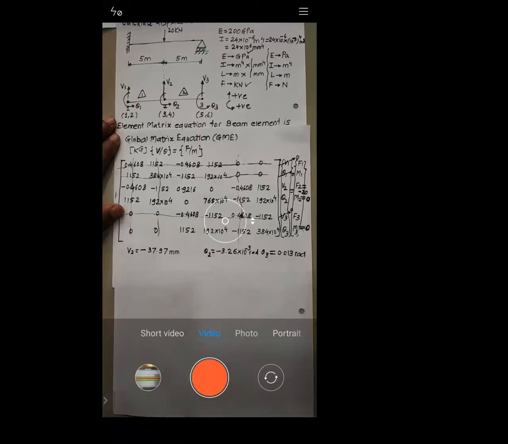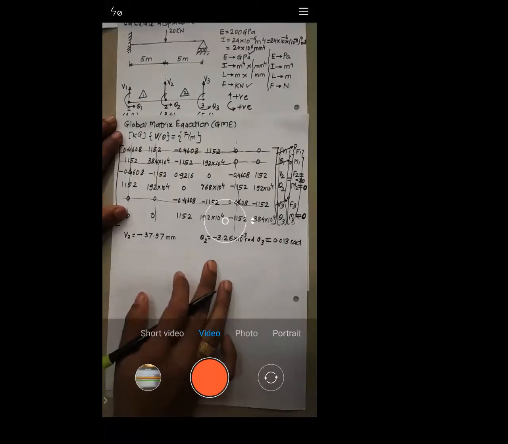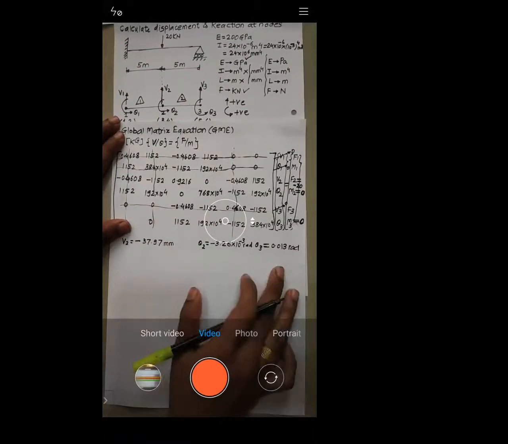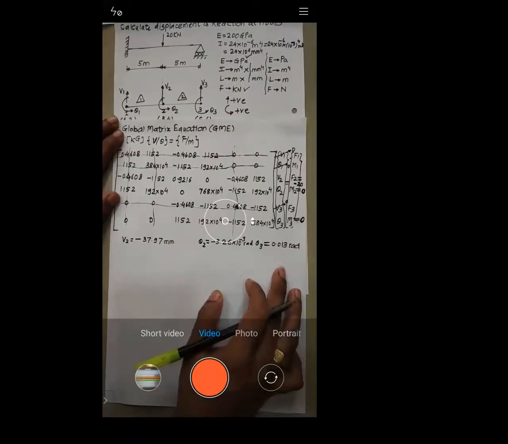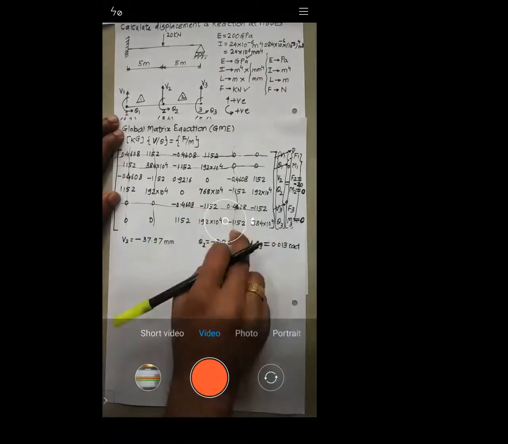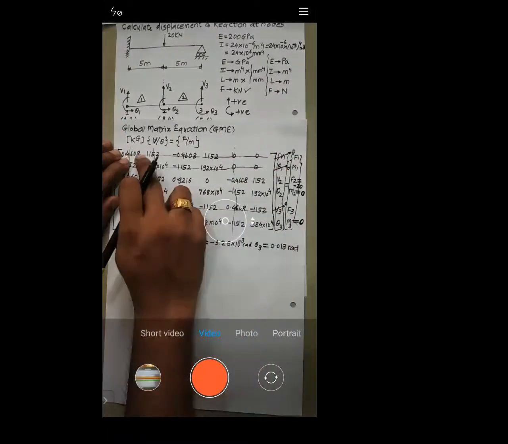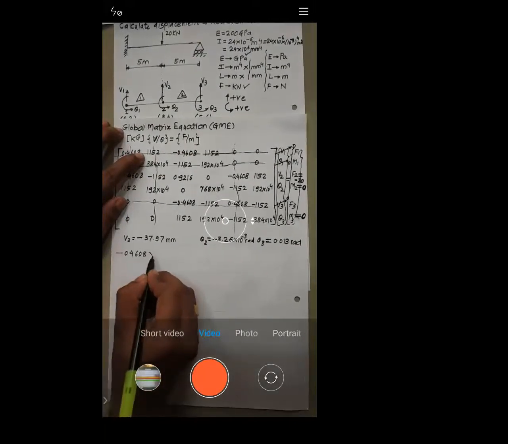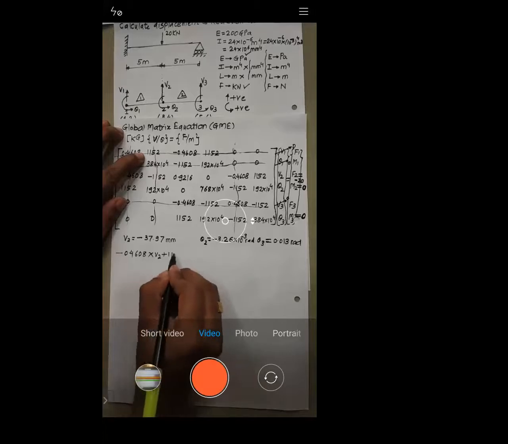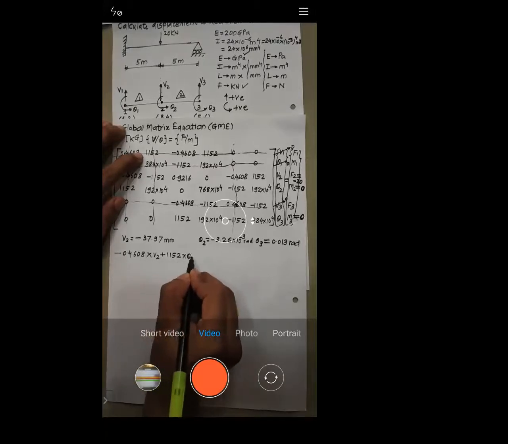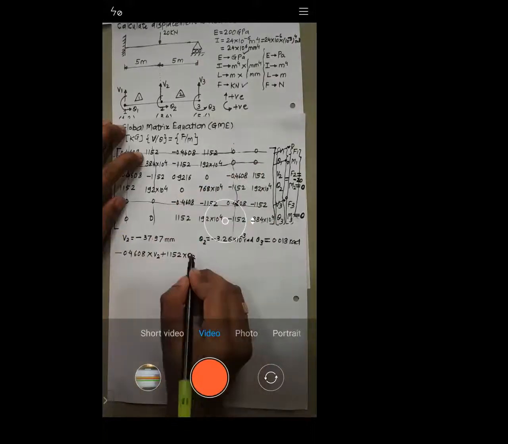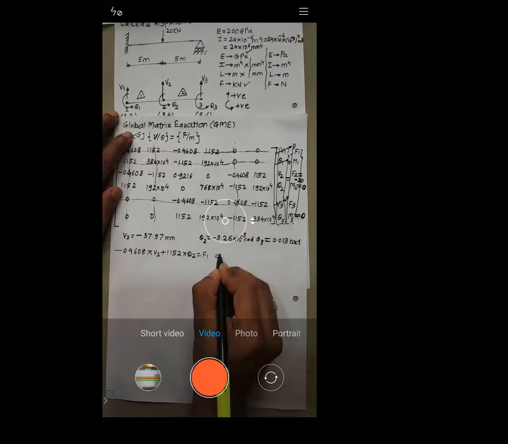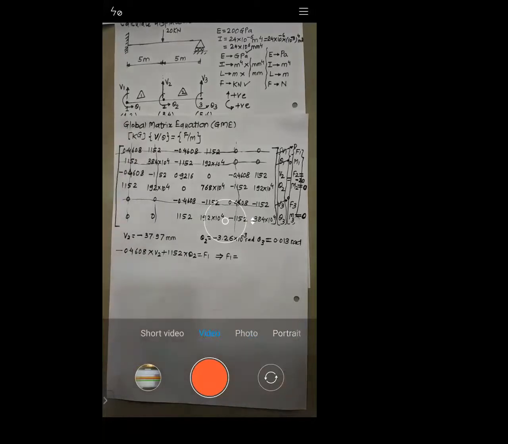Right. Now we have calculated these displacements, the linear displacements and angular displacements. Now we need to calculate reactions. So how do we calculate F1? F1 is first row, first column. The initial two terms are 0. What is remaining? Minus 0.4608 into V2 plus 1152 into theta 2, and this is 0, is equal to F1. So just put the values and tell me the value of F1. Do it fast.